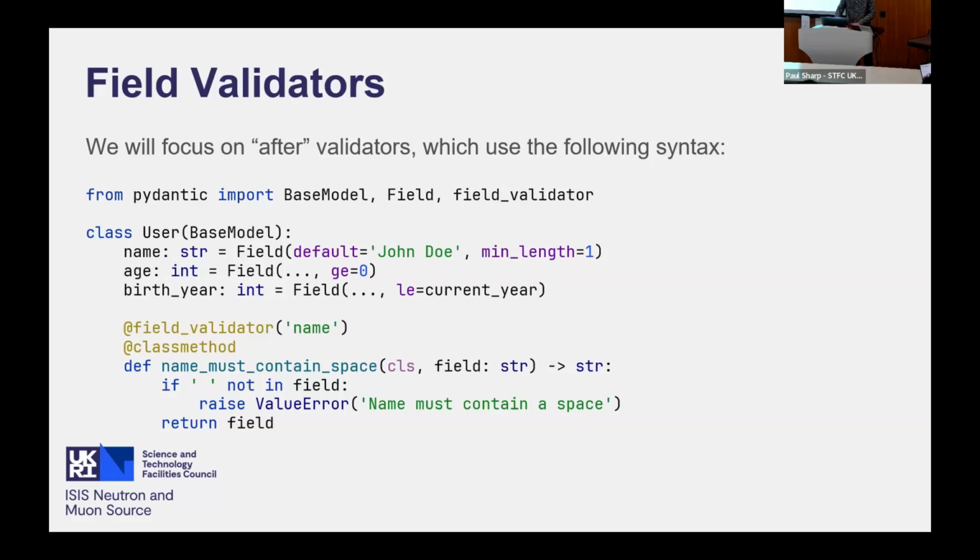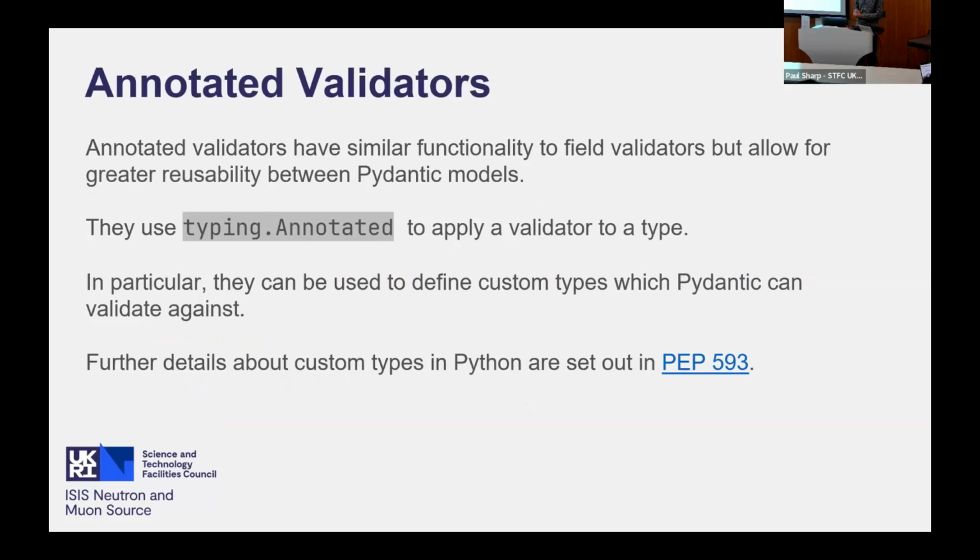So this is looking good so far, but we can supercharge field validators a little bit by considering the world of annotated validators. These work almost the same as field validators, but you can reuse them between different Pydantic models. They make use of the Annotated function from the typing module to apply a validator to a particular type. So essentially you've made a custom type for Pydantic to validate against. These custom types are set out in another PEP, PEP 593, here.